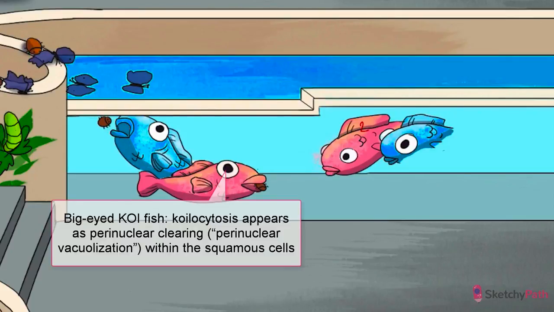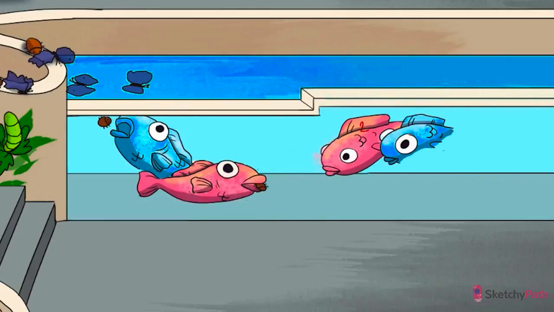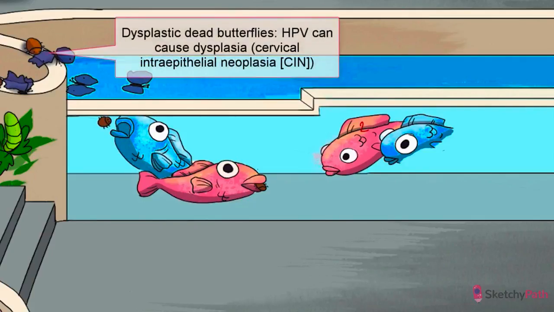As the koi gobble up those HPV pill bugs, keep in mind that coilocytosis of a cervical epithelial cell is merely a sign that the cell is infected with HPV, but this tells you nothing about cancer. Patients with HPV-infected cells who are young and have a strong immune system will usually clear the virus. No harm done. Dysplasia, on the other hand, is the precursor to cervical cancer.